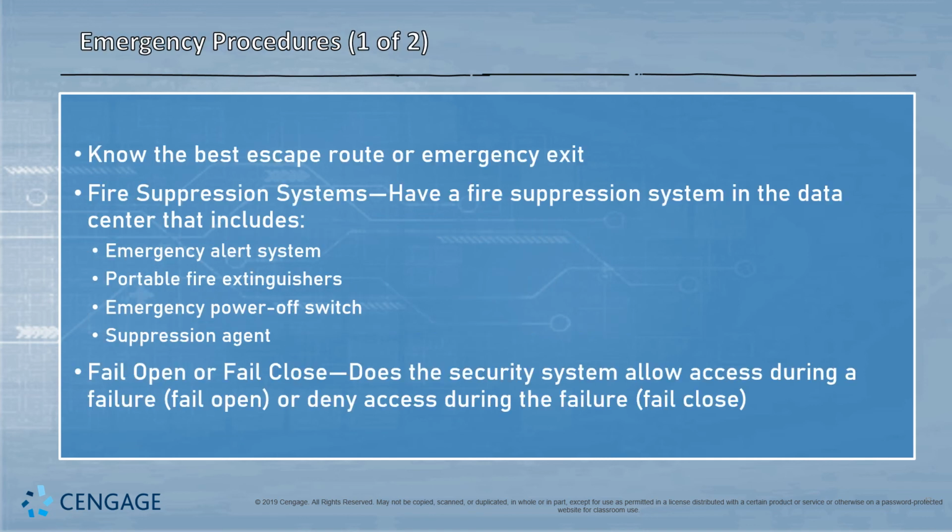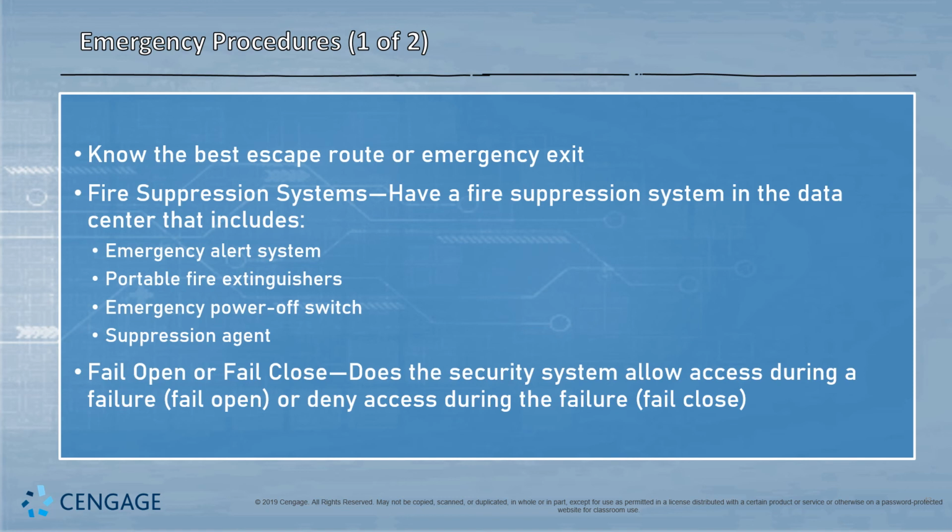Always know your best escape route, where your emergency exit is. Fire suppression systems in data centers include things like an alert system, so you may have an audible alert, portable fire extinguishers, emergency cutoff switches, and suppression agents. Be aware of what's being used in your particular building, because you don't necessarily want to get caught in a room where halon's being deployed, or try and use a Class A extinguisher on a Class B fire. If you take my CTS 120 course, we talk about the differences between classes A, B, C, D, and K fires.